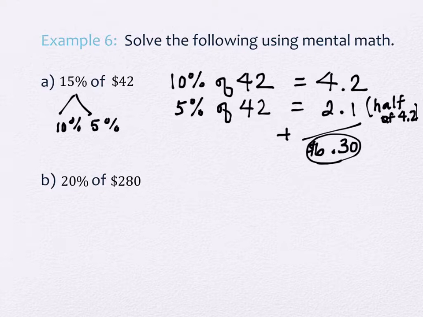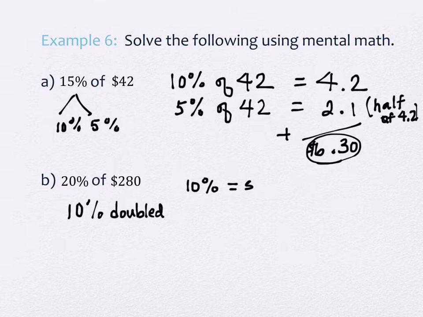2 10%. So what you could do is find 10% and then do what with it, Catherine? And then double it. So you could find 10% and add it to itself, or find 10% and multiply by 2, right? So 10% doubled. What is 10% of 280? 28. And then when we double it, what do we get? 56.